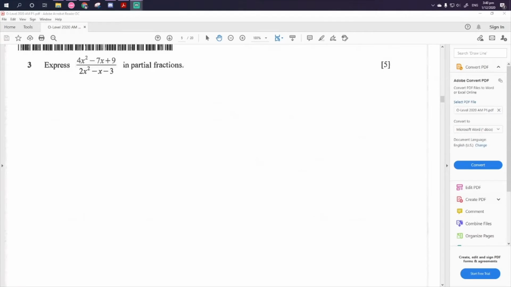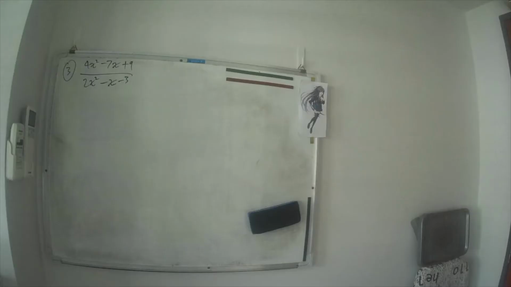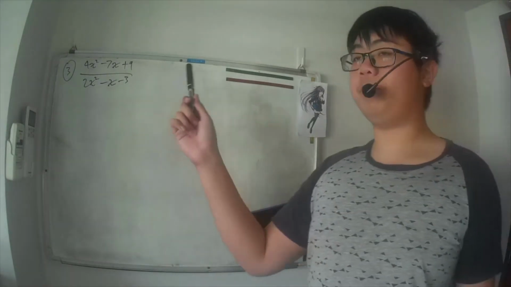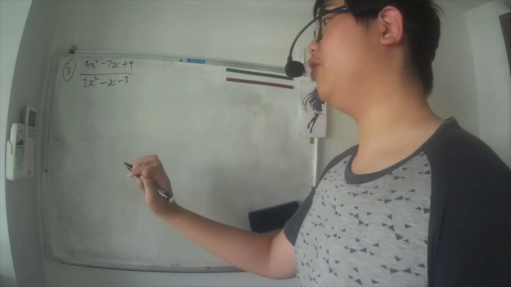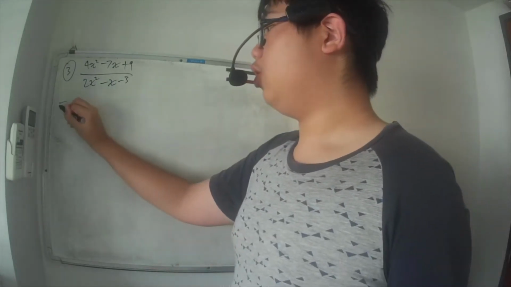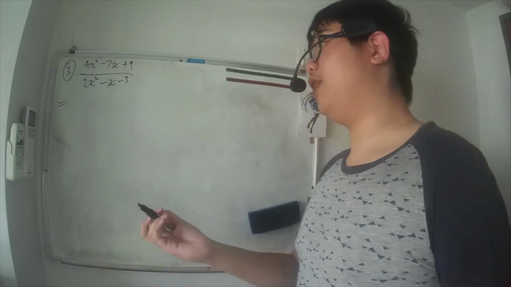Question 3. Express 4x squared minus 7x plus 9 all over 2x squared minus x minus 3 in partial fractions. Now, this is a very similar question to the 2016 O-level. Their partial fractions was also the case of improper fraction and linear factors. So, of course, we need to do our long division first. If you don't do your long division, then you just lost 5 marks, okay?